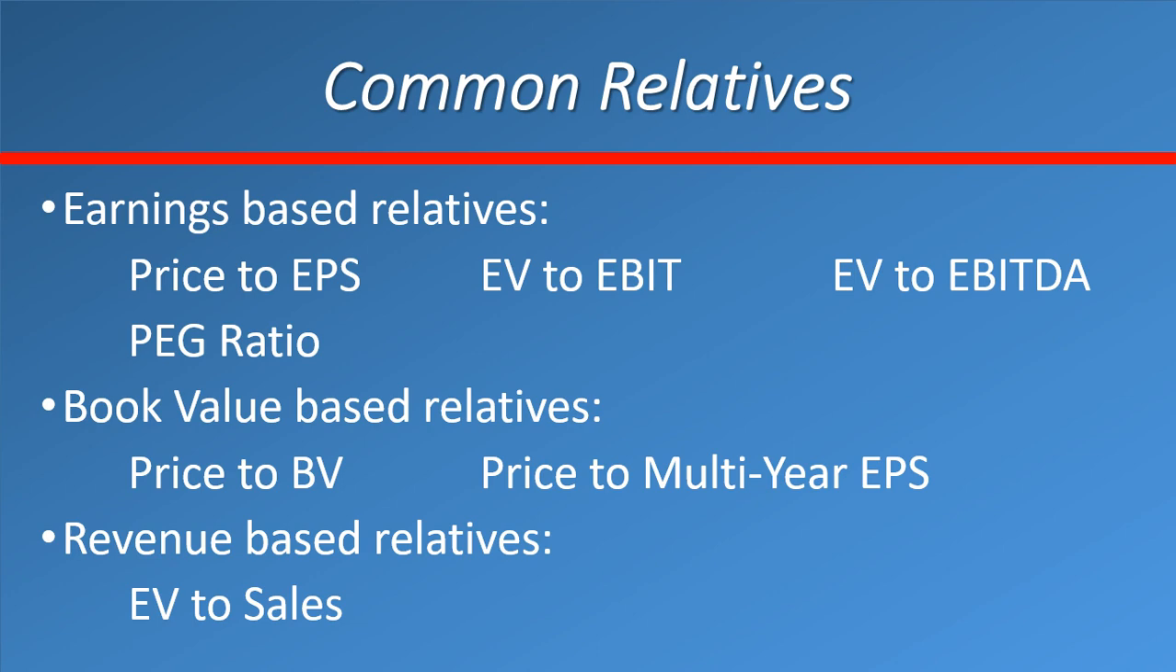A PEG ratio is essentially the PE ratio divided by what analysts are expecting the growth of the firm to be over the next few years. So the PEG ratio is a good earnings-based relative. We have some book value relatives. Price to book value is a very common one. There are some people who like to use price, not to book value, but price to maybe 10 years of earnings per share.